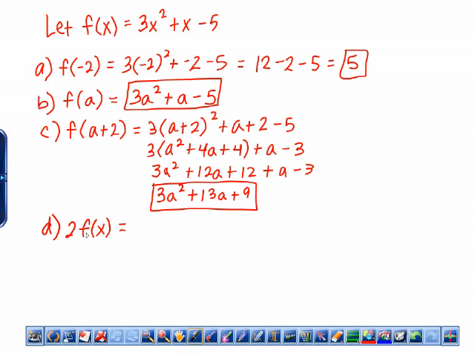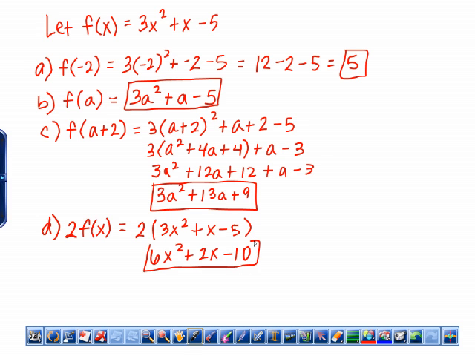Now this 2 is what we sometimes call a scalar. It is a multiplication. We're not plugging anything in for x, we're multiplying the whole function times 2. And so we would distribute, we would have 6x squared plus 2x minus 10, and that's it. You don't need to factor any of these unless it says to factor.